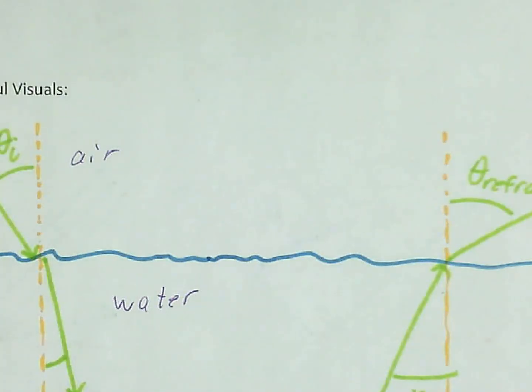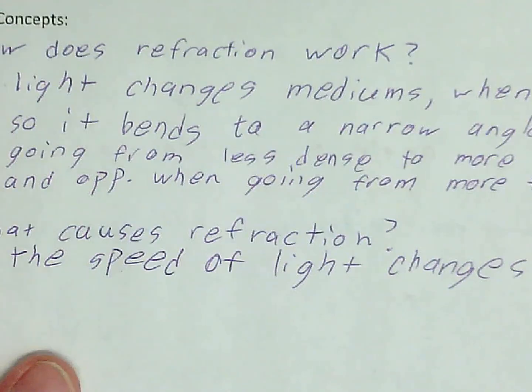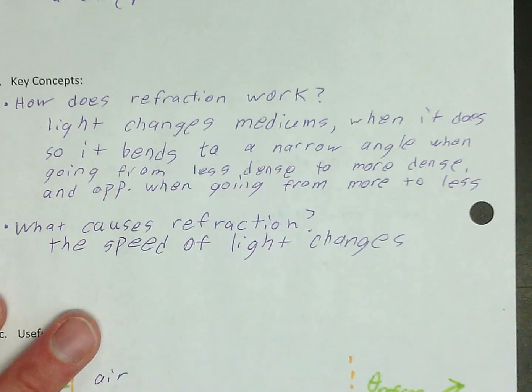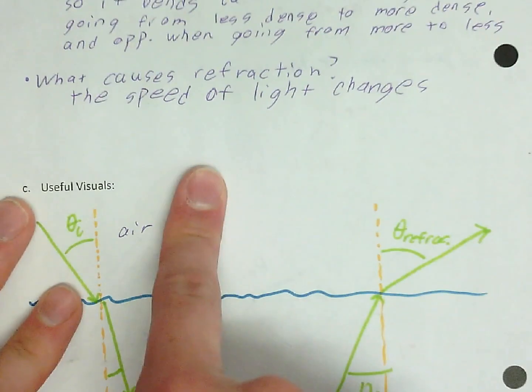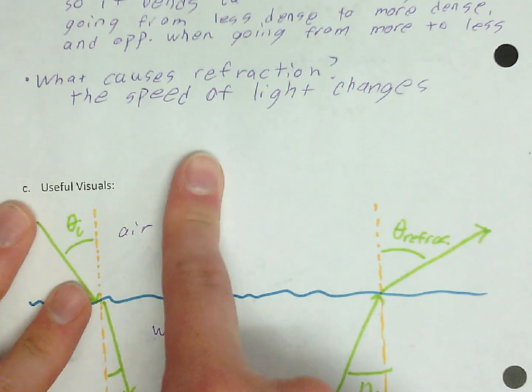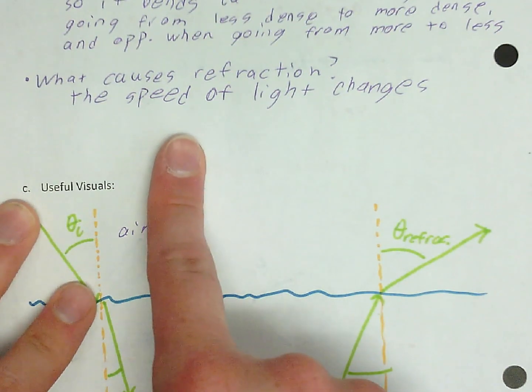Okay, so that's the big thing. You want to understand how it works. Light bends when it goes from one medium to the next, and the way it bends is it gets a narrower angle when it goes from less dense to more dense, and it gets a wider angle when it goes from more to less. And the reason for all that is because the speed of light changes. Okay, any questions there?